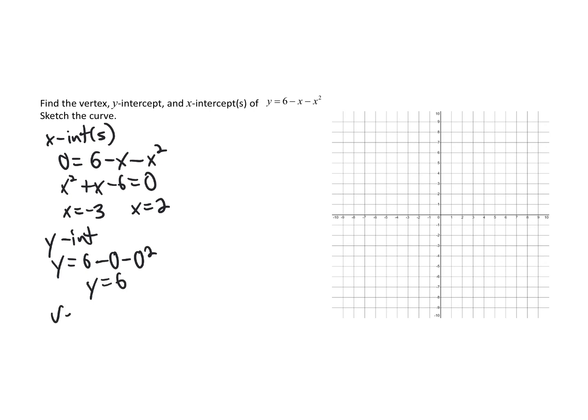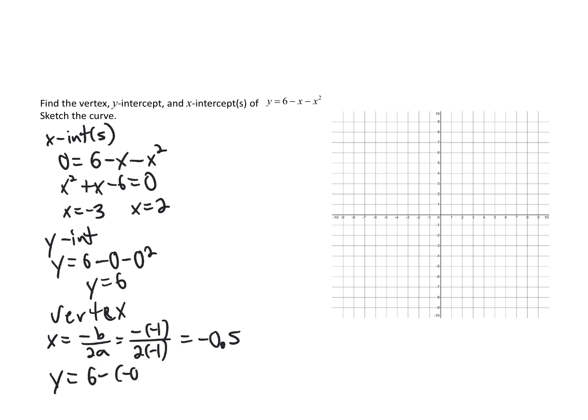And then lastly, the vertex. Well, we have a formula for the x value of the vertex. It's just negative b over 2a, which is just the first portion of the quadratic formula. In this case, we'll have negative 1 over 2 times -1, which ends up being -1/2. But that's only the x value. To get the y, we plug the -1/2 into the original equation, giving us 6.25. So the vertex would be the point -0.5, 6.25.